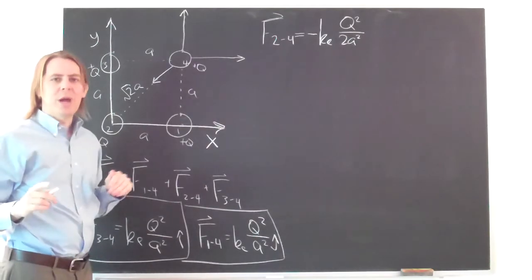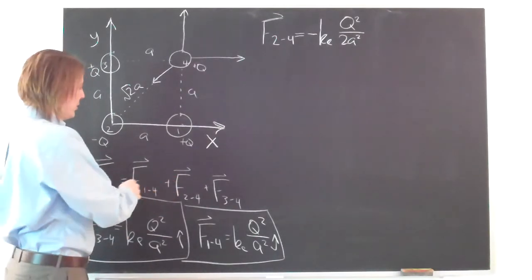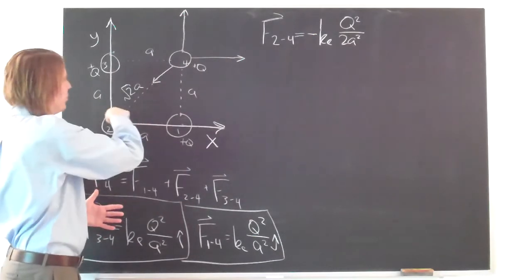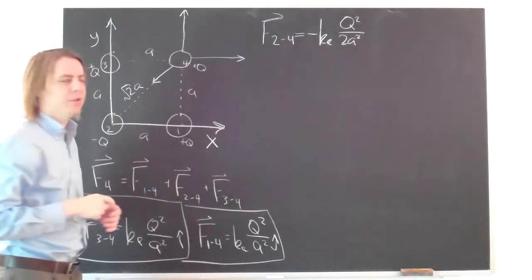But the problem is we need to add these vectors. So we really have to get their components on the same coordinate system. These 2 are in terms of x and y components, so we have to write this one in terms of its x and y components.